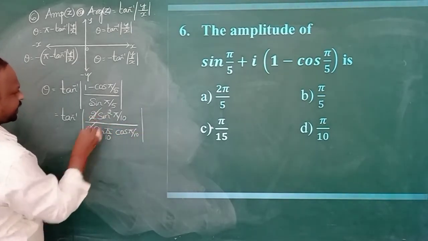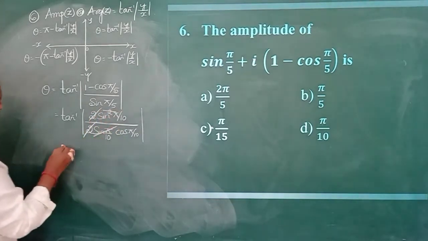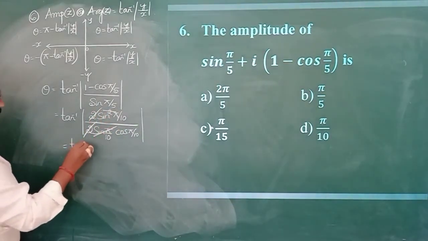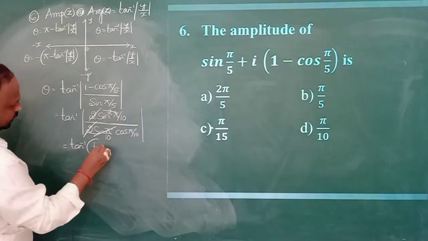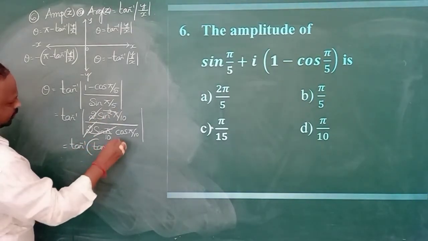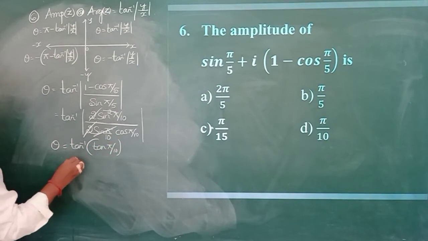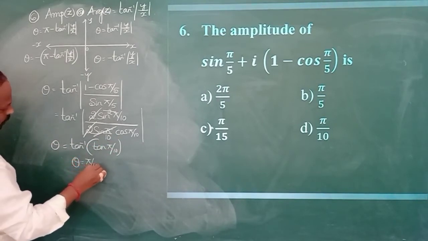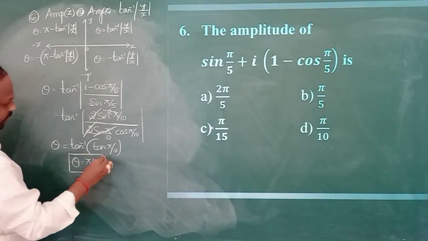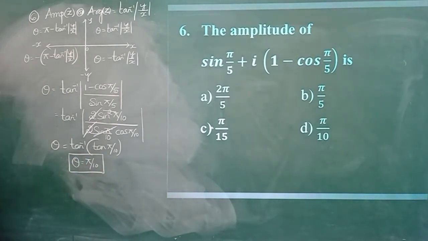So 2 will get cancelled, square will get cancelled. So you will get tan inverse tan pi by 10. So tan inverse tan is pi by 10. So amplitude is pi by 10. Option C is the answer.